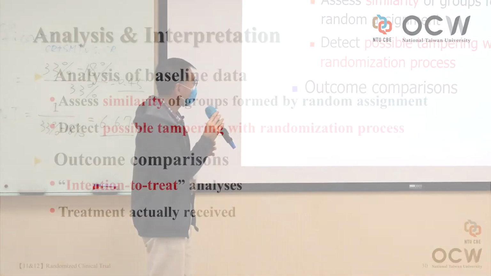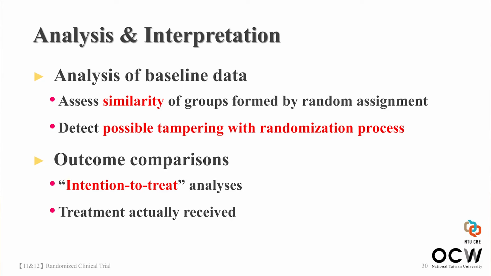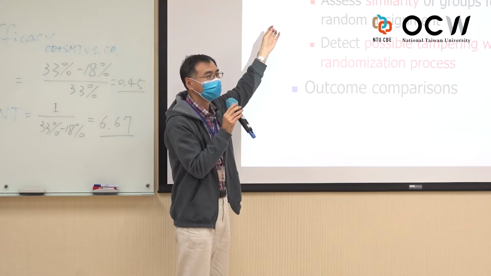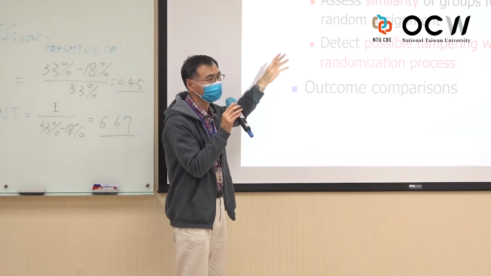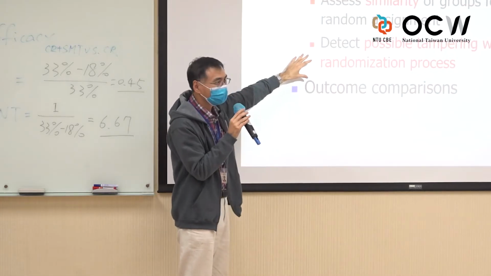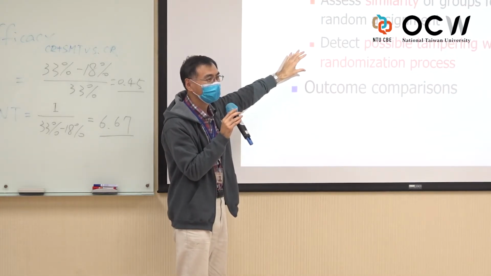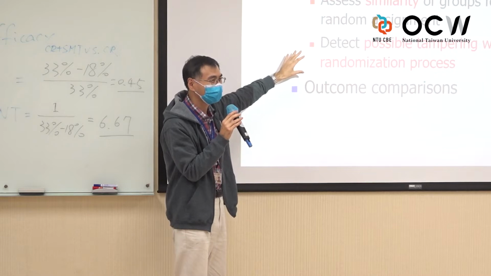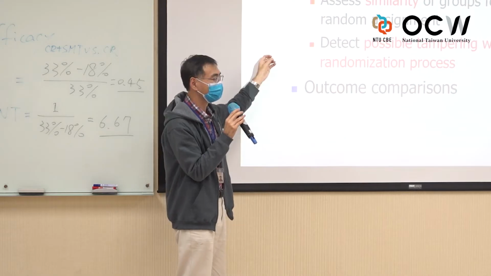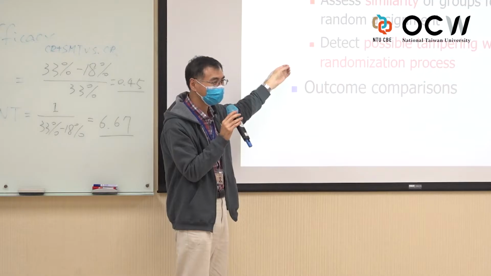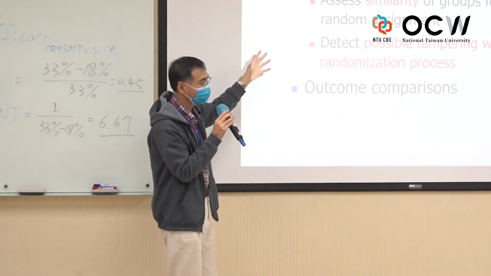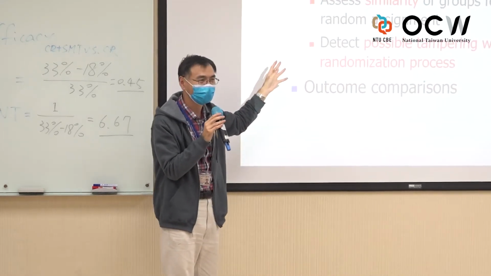So that's the second point. We have to detect possible tampering with the randomization process. Because we did it randomly, it could still happen by chance that there's some imbalance in certain variables. So we have to detect it, and then we could control it as an uncontrolled or not fully controlled confounder at the second stage. So we need to detect the confounder which is not 100% addressed by the process of randomization. They are linking to each other. First of all, we have to check that if it really works for the randomization.